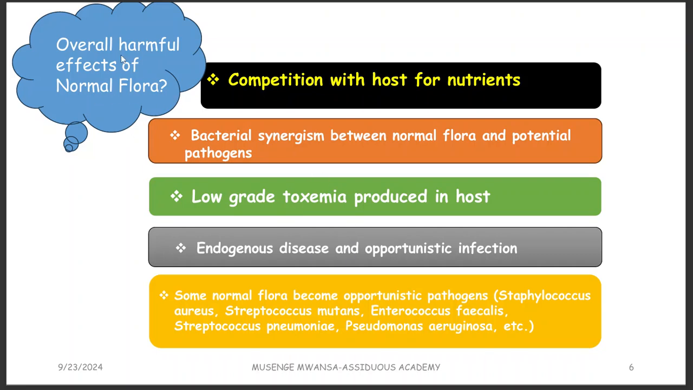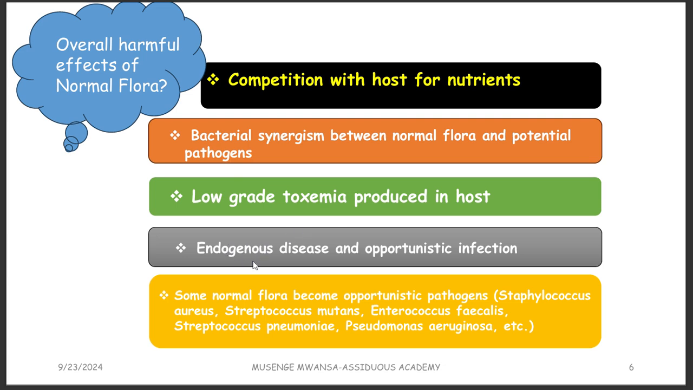What are the overall effects of normal flora? Competition with the host for nutrients also. Bacterial synergism between normal flora and potential pathogen. Sometimes the normal flora can cooperate with the pathogens, and then they overwhelm our bodies and cause infection. They have also got low grade toxemia. The meaning of that is that to some little extent they can produce toxic substances that can be harmful to our bodies.